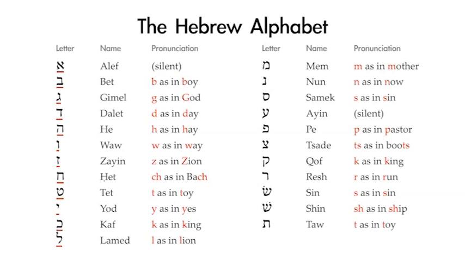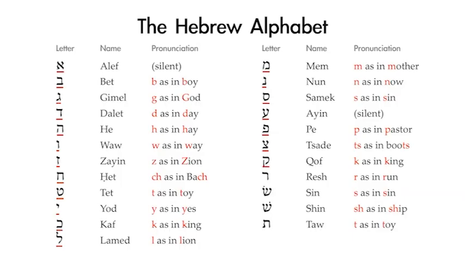In the right-hand column, Mem sounds like the M in mother. Nun sounds like the N in now. Samik is one of the S sounds in Hebrew, and it sounds like the S in sin. Ayin, like Aleph, is silent, and so we'll pronounce that with the vowel that appears with it, but we won't learn the vowels until Chapter 2. Pei sounds like the P in pastor. Tzadeh sounds like the TS in boots.